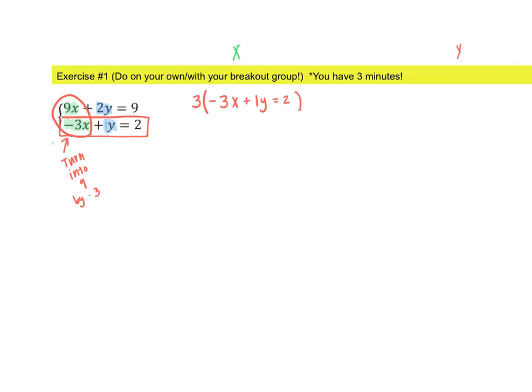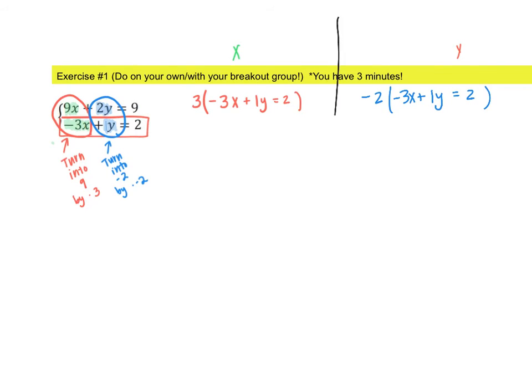If you chose to eliminate your y's, then you're going to be turning this bottom y, you need to match the top number but be the opposite, you're going to turn that into a negative 2. So how would I turn that into negative 2? Well, I would just multiply by negative 2. So if you're doing the y's that you eliminated, you're going to multiply the bottom equation by negative 2. So I have negative 2 times negative 3x plus 1y equals 2.